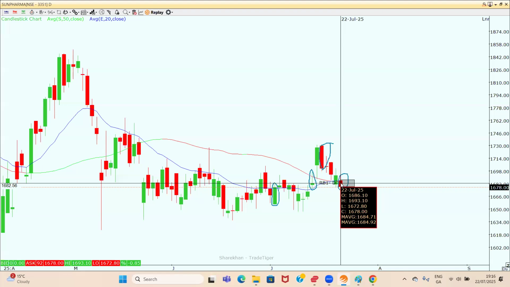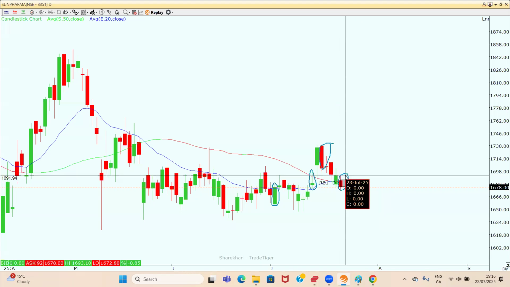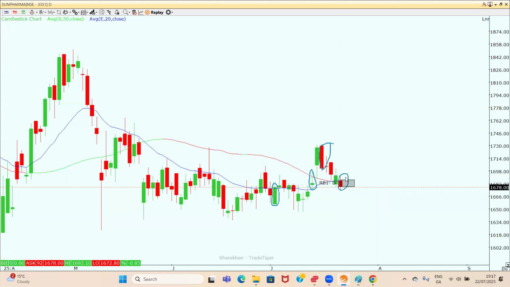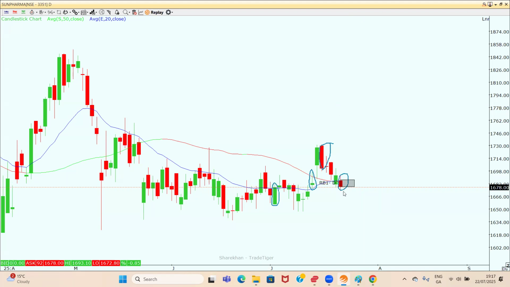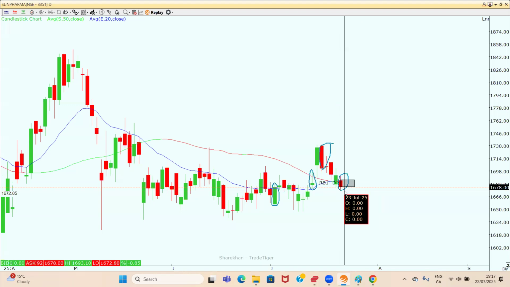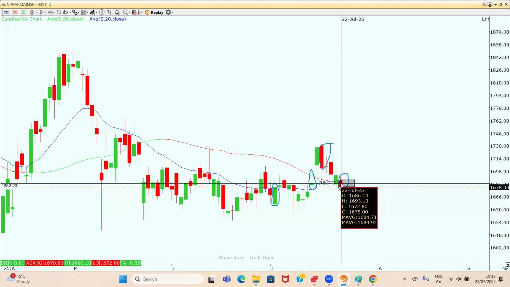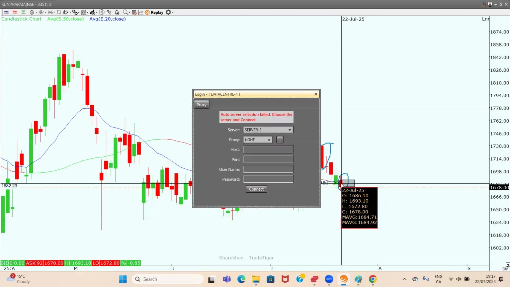What is the high it has made? High means until what range it has gone. That is this one, the whole candle's high. What is the low it has made? The lowest part of the candle, which is this part. And what is the closing? C for closing, 1678. So the body has moved only from opening to closing. From opening to closing is what we consider the body. So 1686 to 1678 is what we have seen, correct?